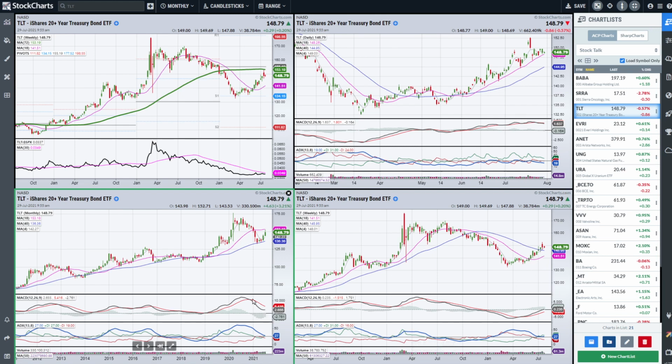We've got MACD going one direction on the monthly time frame versus the opposite direction, and a rally up to the zero line on the weekly chart. So I don't see a lot of confluence right now.